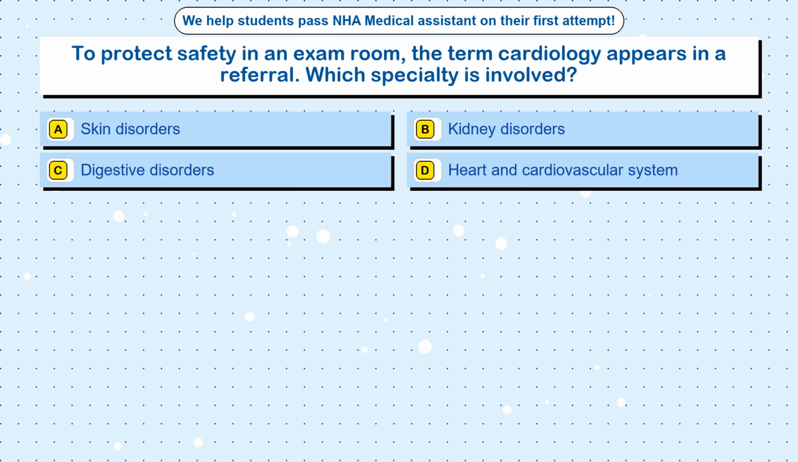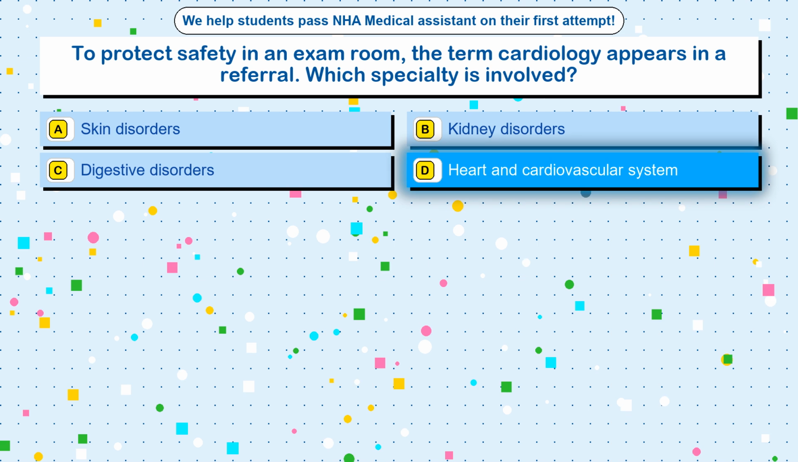Question 74. To protect safety in an exam room, the term cardiology appears in a referral. Which specialty is involved? Option A. Skin disorders. Option B. Kidney disorders. Option C. Digestive disorders. Option D. Heart and cardiovascular system. The correct answer is option D.